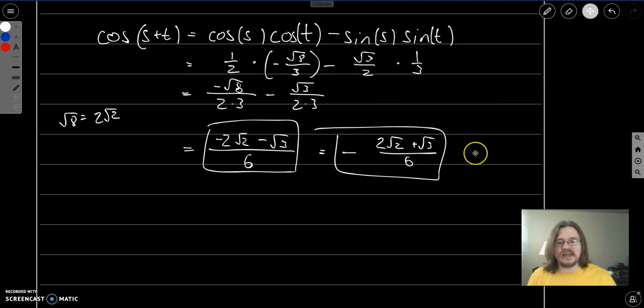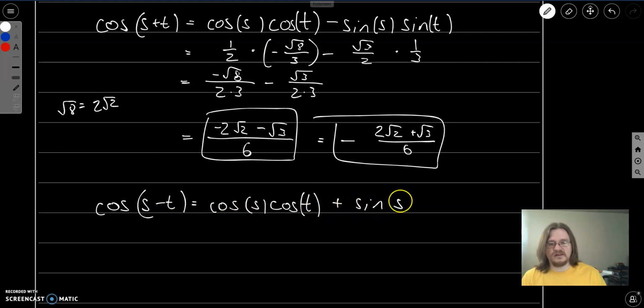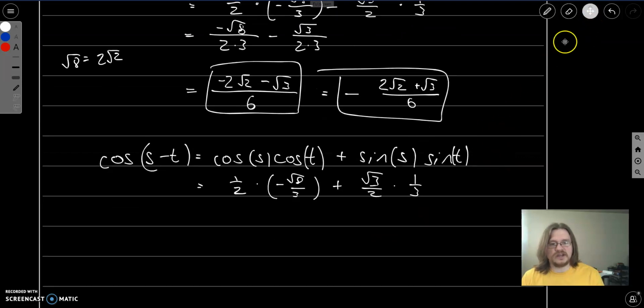And let's do the exact same thing for the cosine of s minus t. This is going to be, again, cosine of s, cosine of t, plus this time sine of s, sine of t. And the nice thing is everything is still in the same location, so absolutely nothing changes, except we're going to be adding this second fraction instead of subtracting it. So all the same work holds.